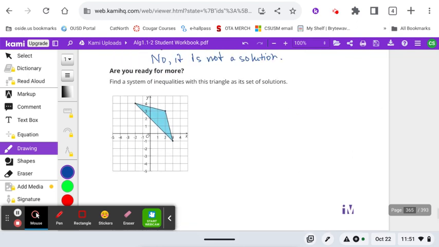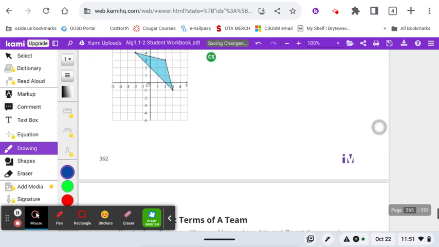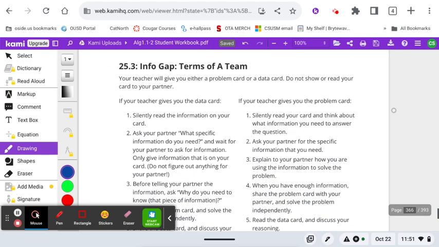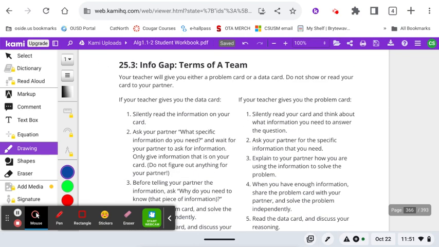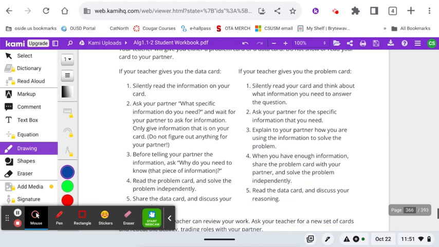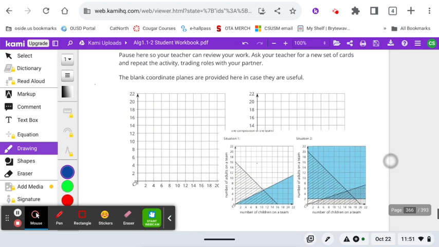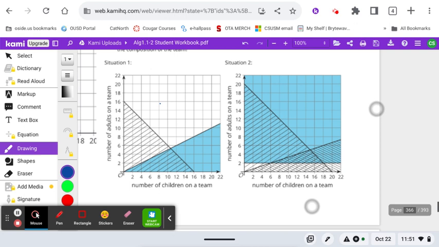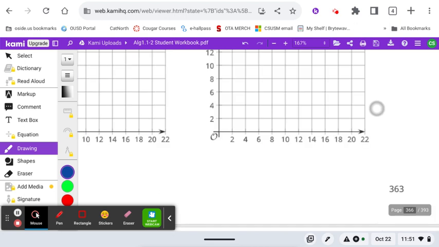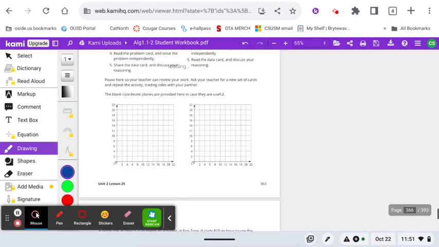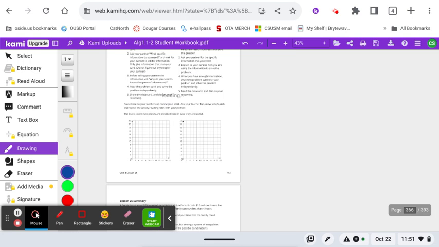Feel free to work on the Are You Ready for More and check for solutions with your teacher if you would like. And if your teacher did the InfoGap in terms of a team, where the teacher gave a data card to each student and a problem card to the others, and you went back and forth with questions, this was the solution that comes from that problem. So feel free to check this for your understanding.